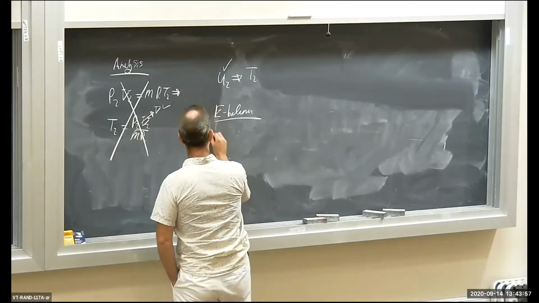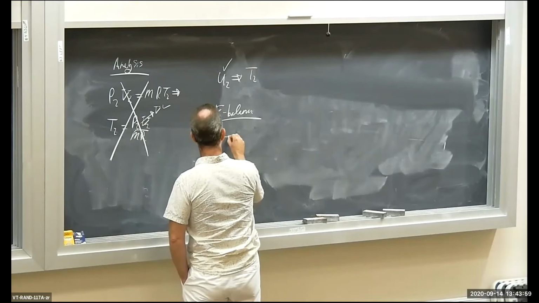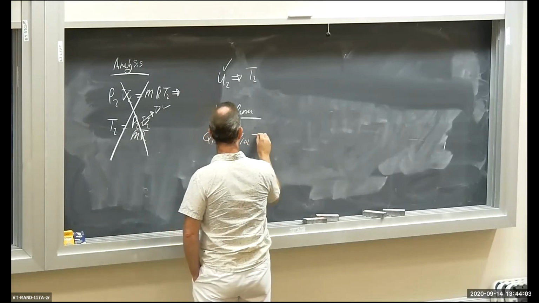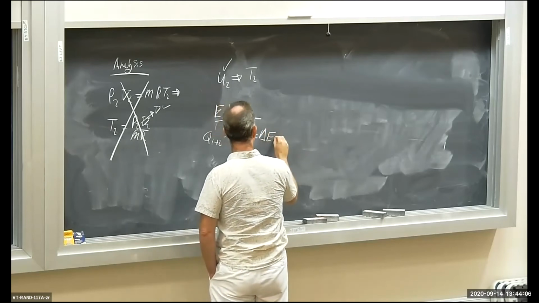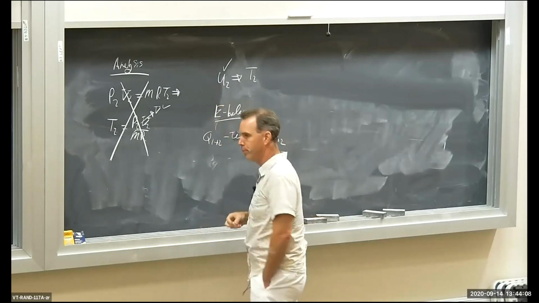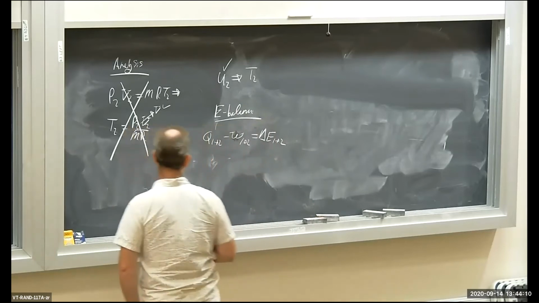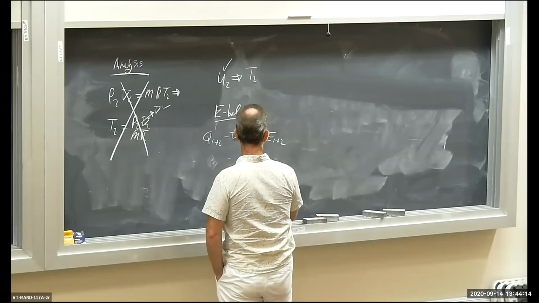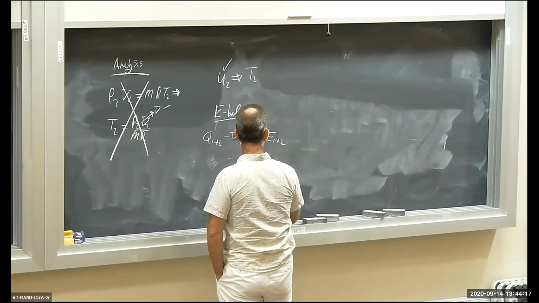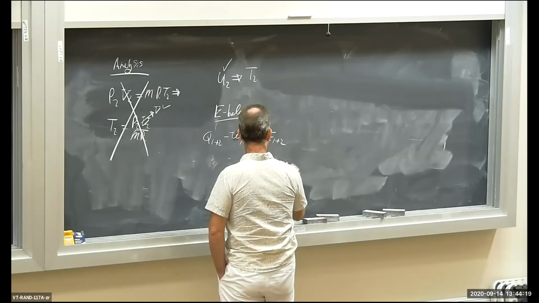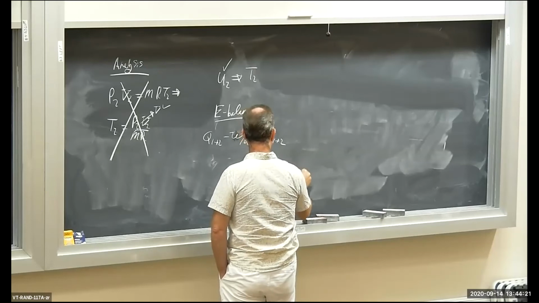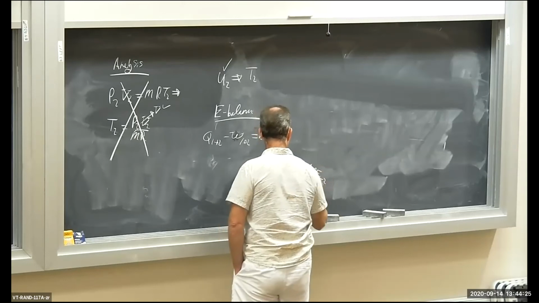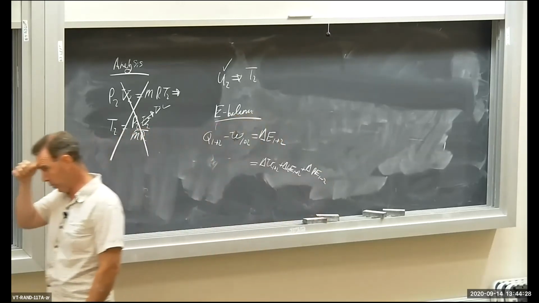So we have Q 1 to 2 minus W 1 to 2 is equal to delta E 1 to 2, the change in total energy. By the way, the change in total energy is equal to the change in internal plus the change in kinetic plus the change in potential energy over the process 1 to 2.